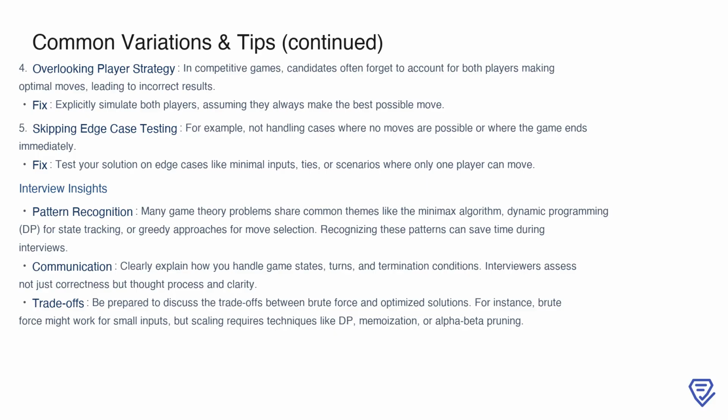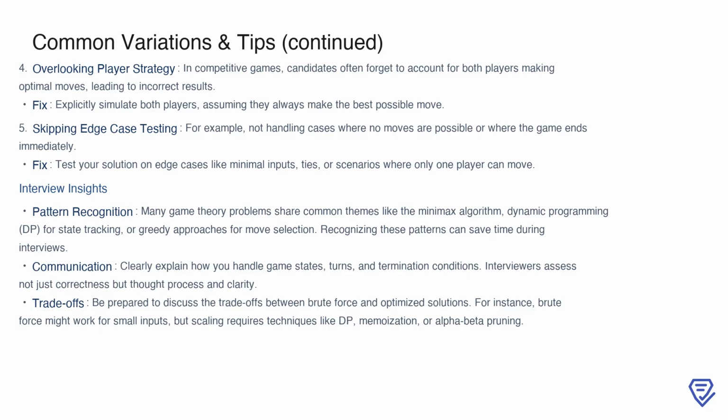Skipping edge case testing is another common issue. For instance, not considering scenarios where no moves are possible, or the game ends immediately, can leave your solution incomplete. Testing on edge cases, such as minimal inputs, ties, or situations where only one player can make a move, is essential to ensure robustness. From an interview perspective, it's also helpful to recognize common patterns across game theory problems.